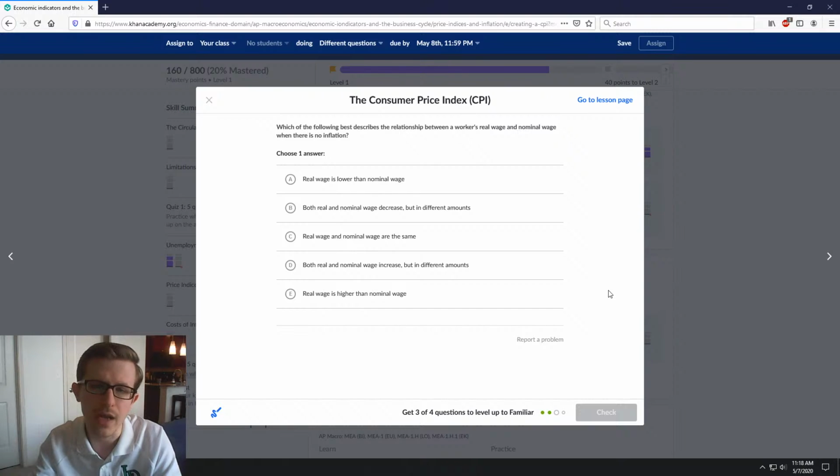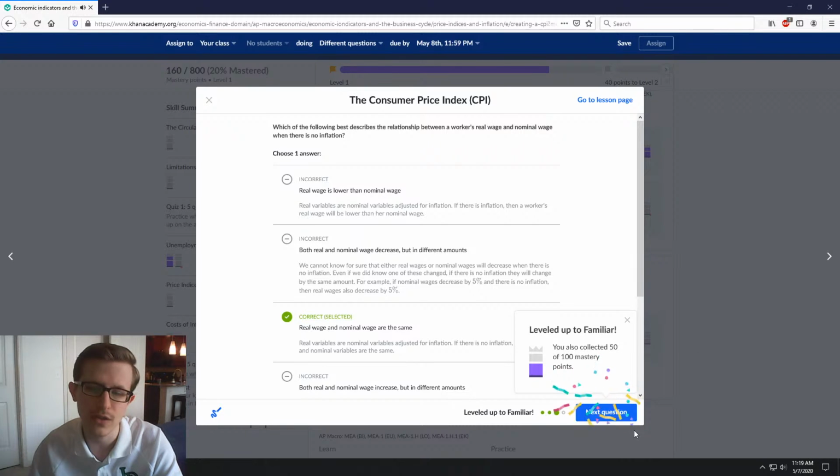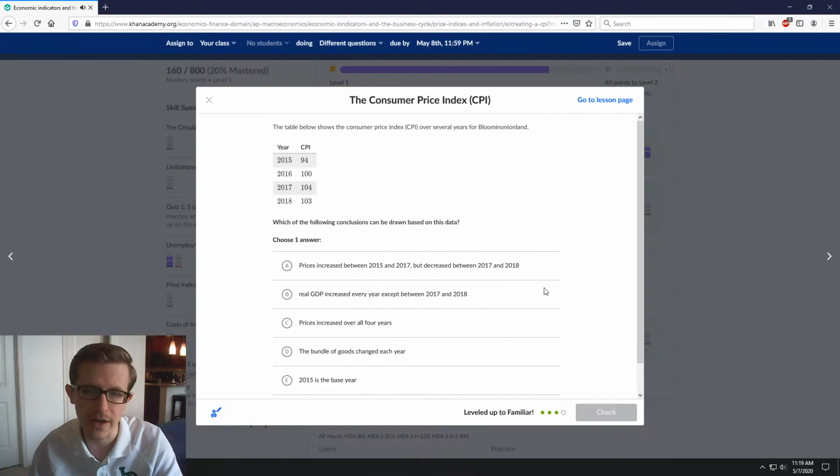Real wage is lower than nominal wage. If there's no inflation, it's not that. Both real and nominal decrease, but in different amounts. That's not that. Real wage and nominal wage are the same. I kind of gave that away when I was reading the question. It is very likely C. They both increase, but in different amounts. Not quite. Real wage is higher than nominal wage. It is not. All right, here we go. We got a good CPI here.